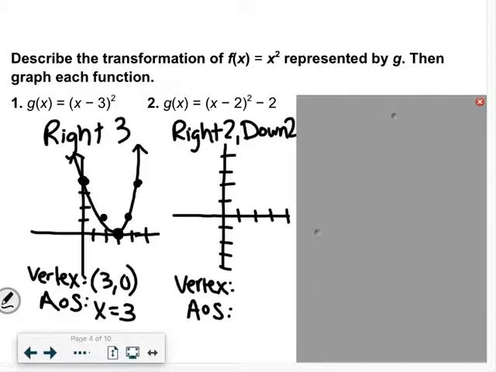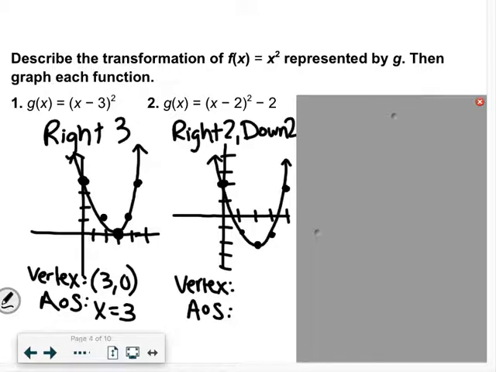I'm going to go ahead and sketch that. Right 2, down 2. And then I'm going to create some new points. Up 1, left 1. Up 1, right 1. If you want an additional point, you could go up 4, left 2, up 4, right 2.